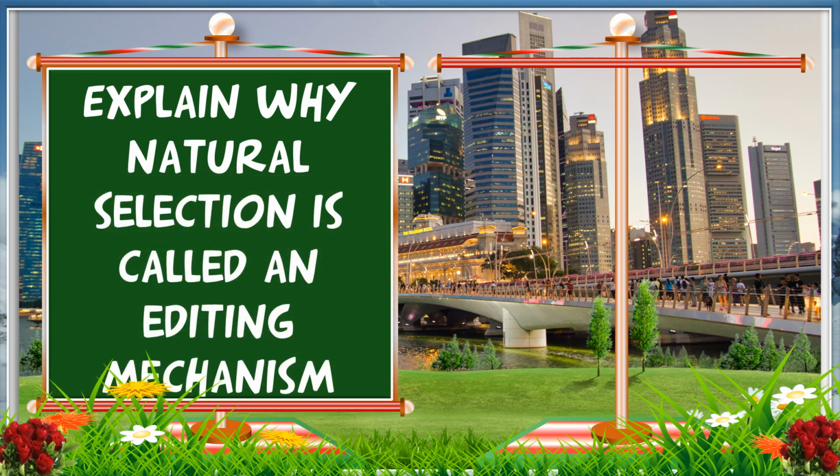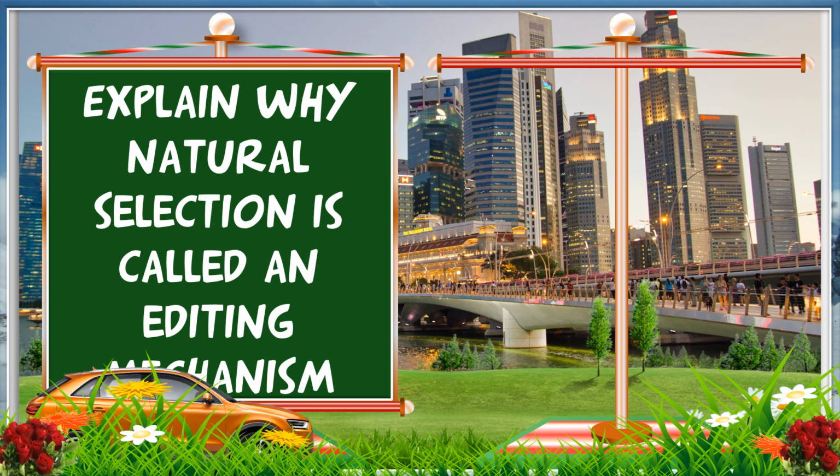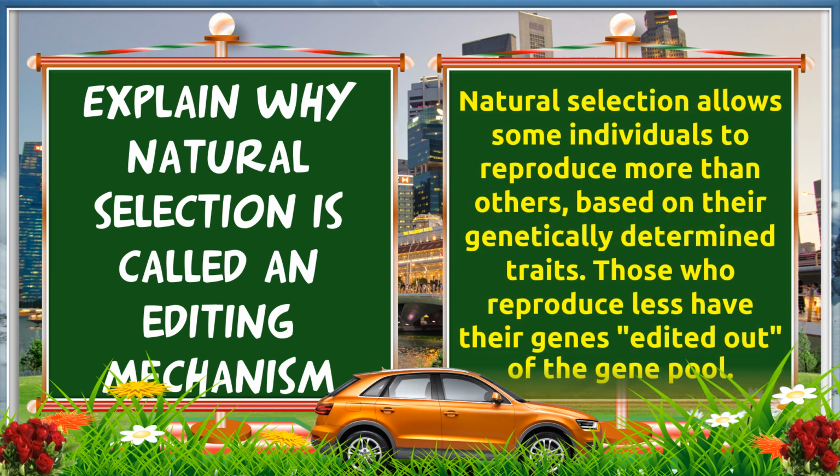Explain why natural selection is called an editing mechanism. Natural selection allows some individuals to reproduce more than others, based on their genetically determined traits. Those who reproduce less have their genes edited out of the gene pool.